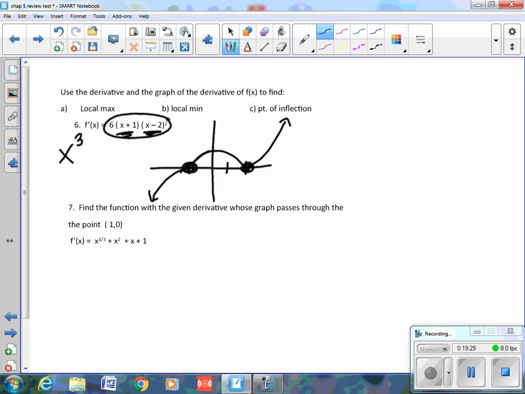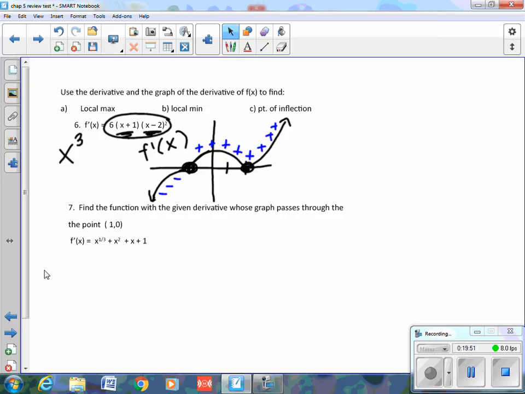So there is my graph of my derivative. This is my graph of my derivative. So right away, when you get a derivative graph, you should go negative, negative, negative, positive, positive, positive, positive. Okay, so for A, they want me to find the local min and the local max.